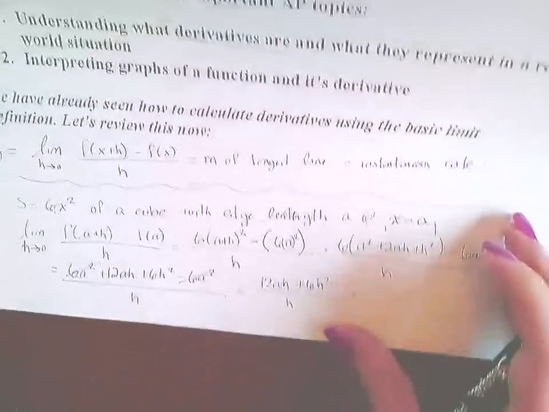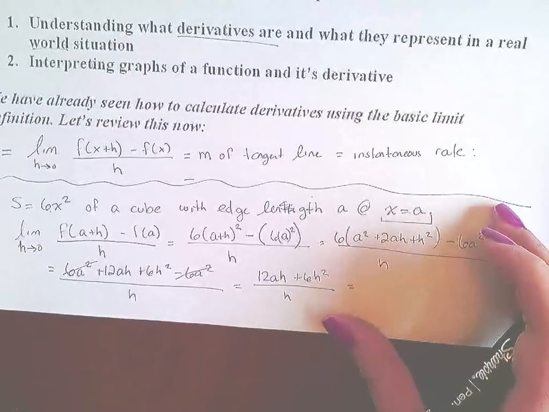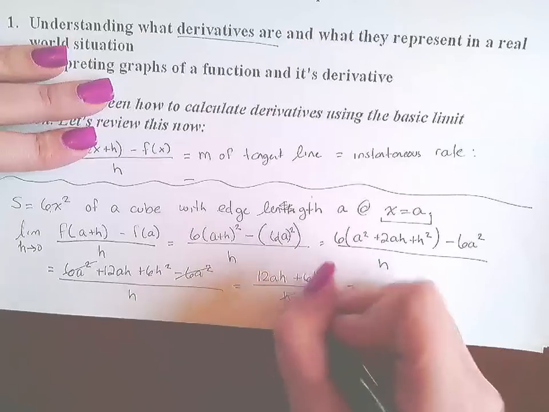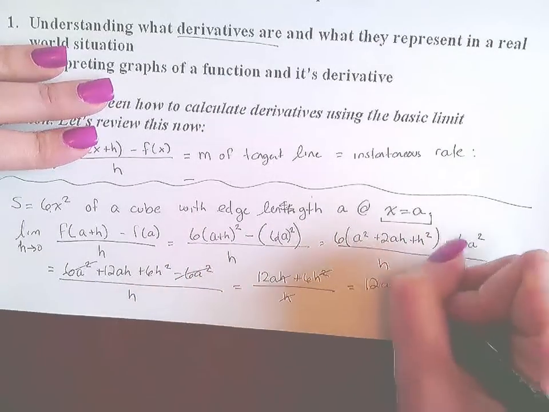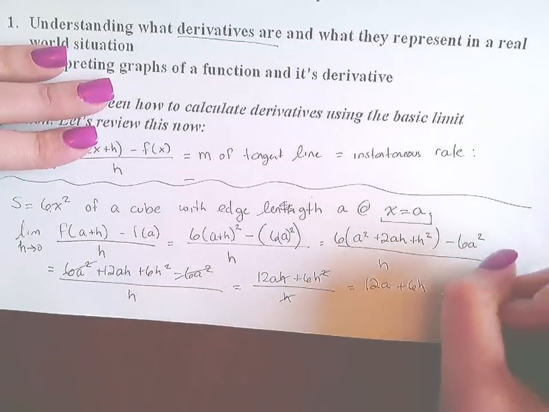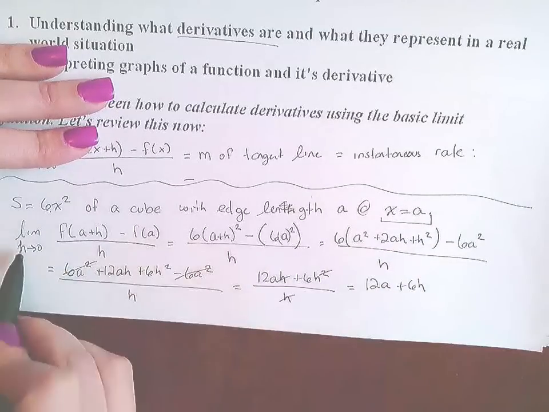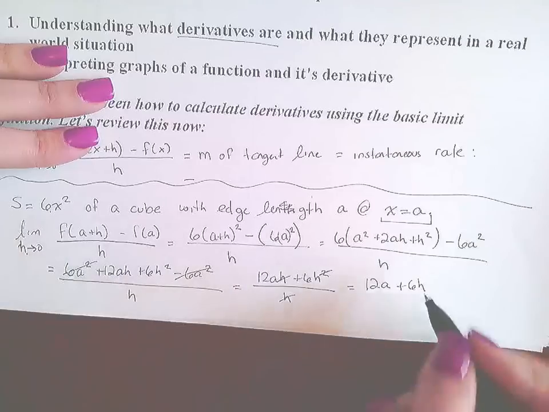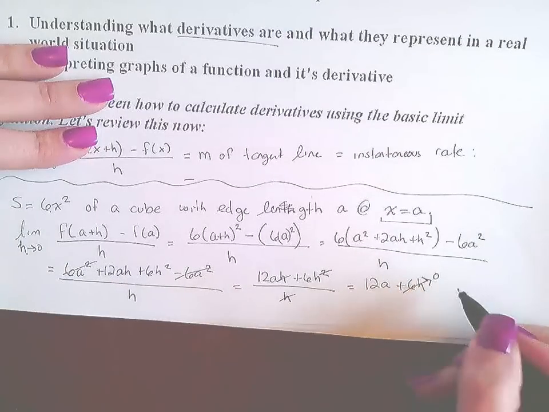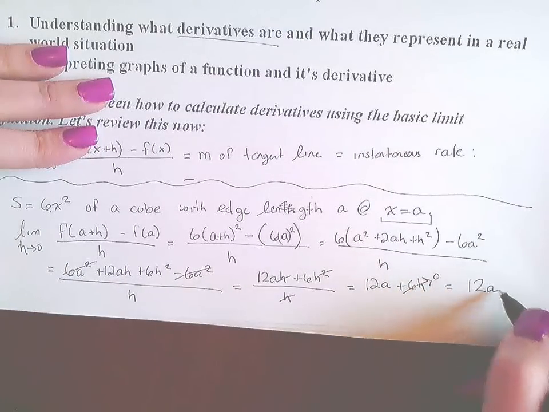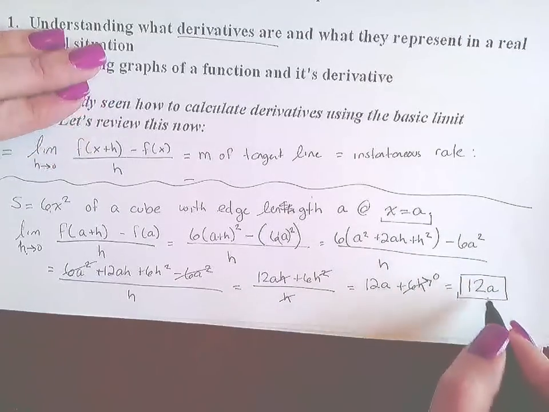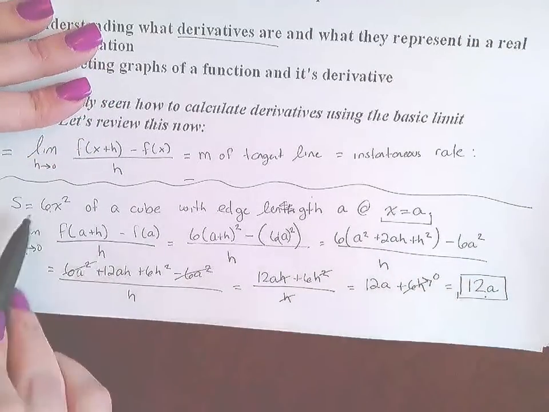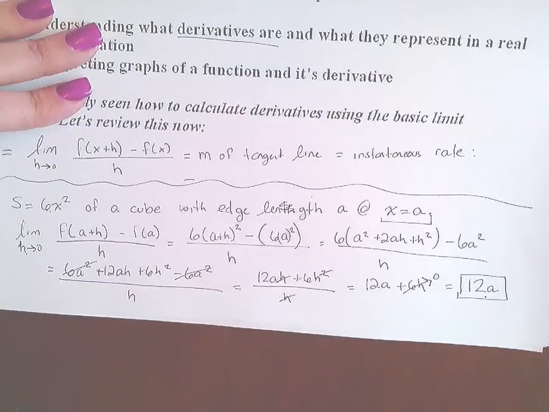Now I'm going through this really quickly. You guys can probably go through it even quicker. And then you notice that the h's cancel out all except that one, and you're left with 12a plus 6h. And then as the limit of h approaches 0, we know this guy right here turns into a 0, so all we're left with is 12a. And guess what? 12a is the derivative of 6x squared at that point.